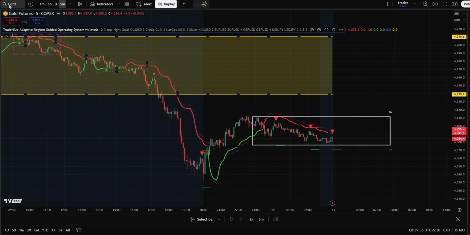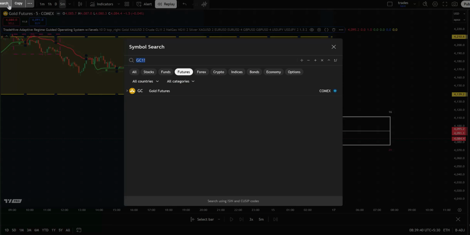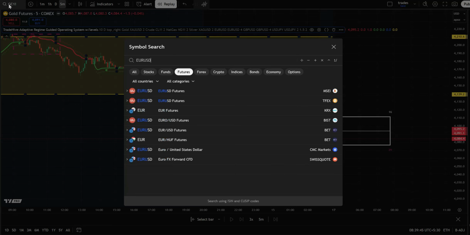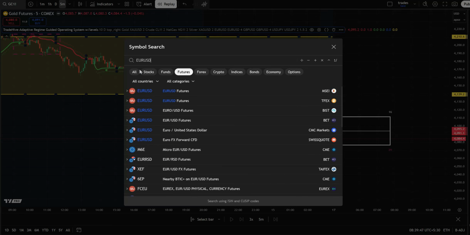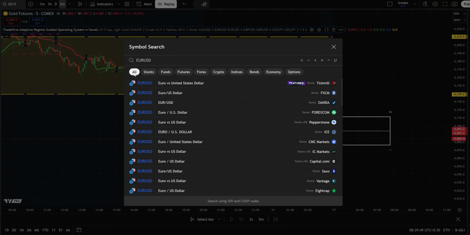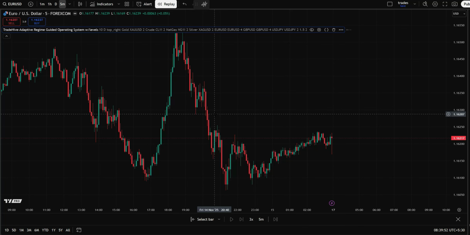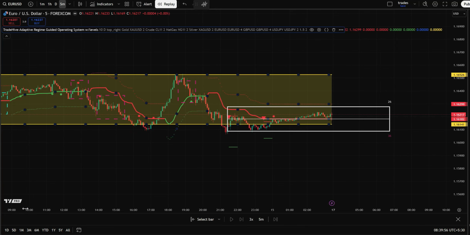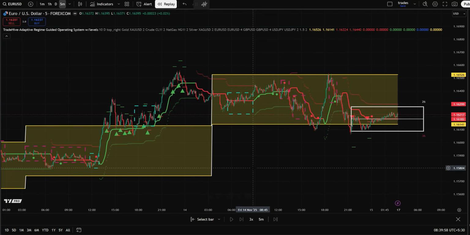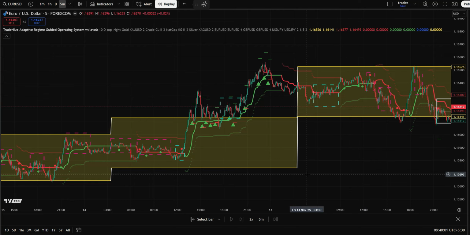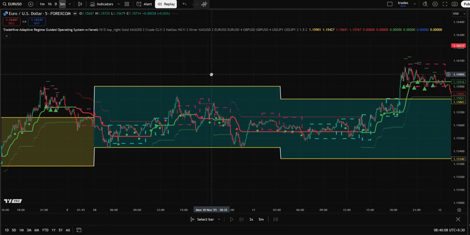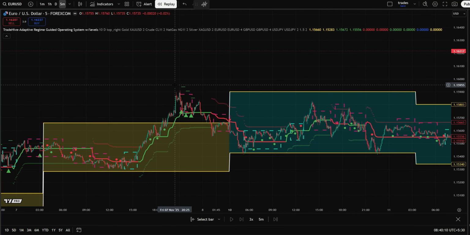Now this was, I showed you QQQ, this is gold. What if I do Euro USD? Not futures, I want one of the CFDs. Okay, I can use forex.com. So this is your Euro USD, same features, same buy sell signals. Rather, by not doing anything else, if you just trade outside the zone, you should be having one good trade a day if the situation so arises, correct?